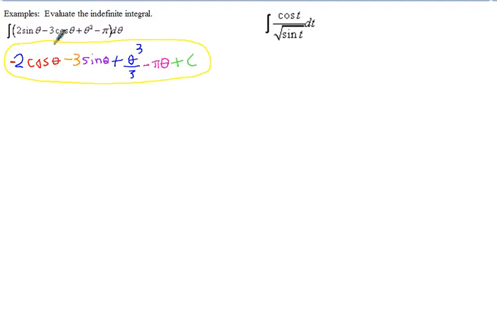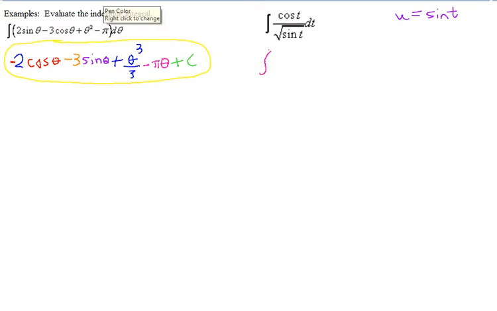Okay, let's take a look at the next one. Now in this one, it's more complicated. We've got integral of cosine t divided by the square root of sine t dt. So this involves, it's way too complicated to integrate in this form, so we need to use substitution. So if you look for the function inside, you can see that sine t is inside the square root. So we'd say u equal to sine t.